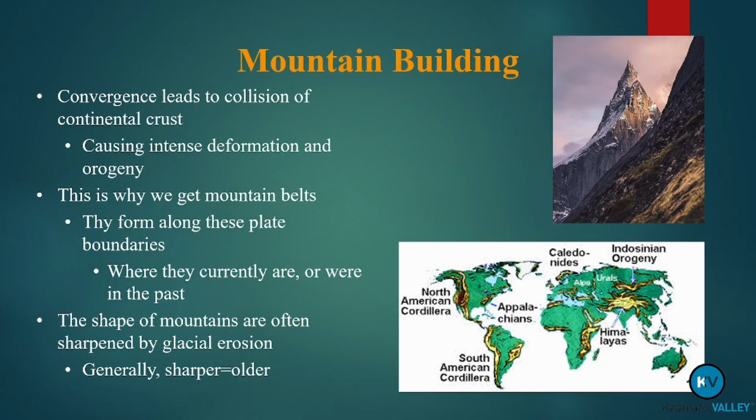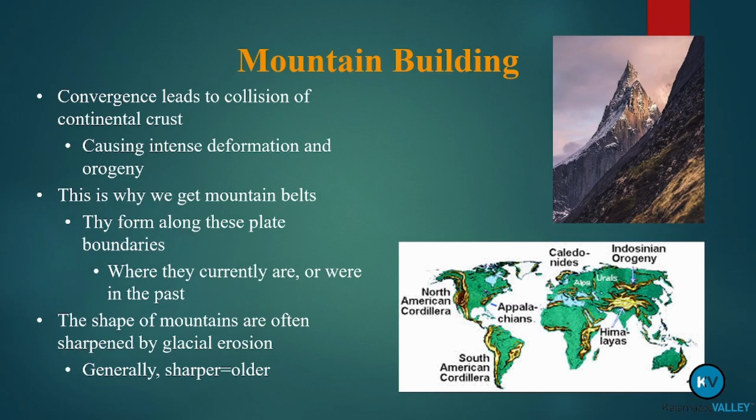That's why we see mountain belts, or linear formations of mountains, along convergent plate boundaries, or where convergent plate boundaries have been in the past, keeping in mind that all of these plates move around and our continents have moved around over the existence of the Earth. The greater that convergent force, the taller the resulting mountains will be.